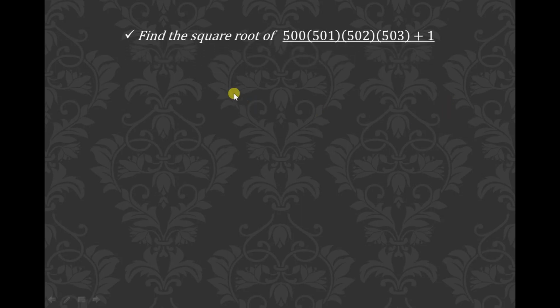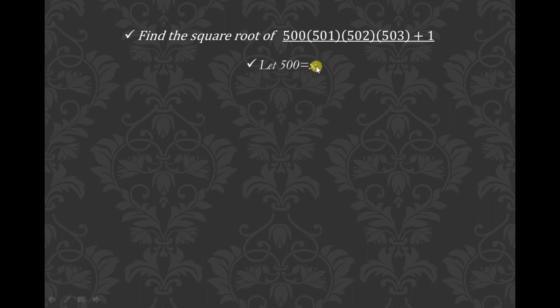The problem is: find the square root of 500 into 501 into 502 into 503 plus 1. This problem can be solved easily by using a calculator, but here instead of a calculator we are going to use algebra. So how can this be done? What is the strategy going to be?